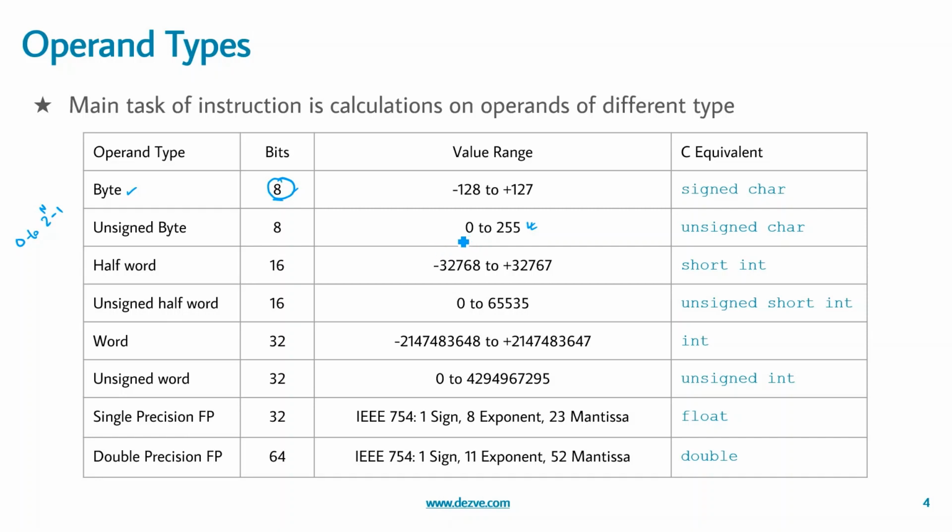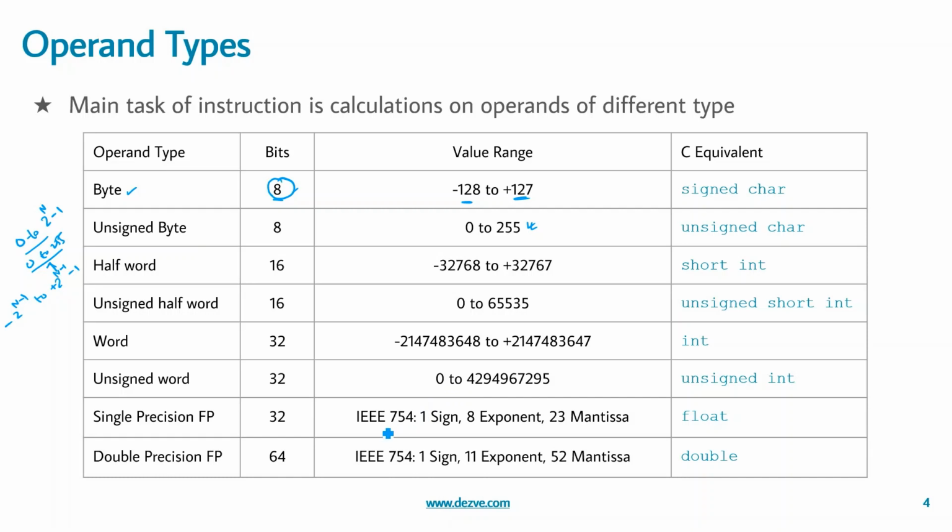But for a signed representation, this entire 0 to 255 has to be now scaled between positive and negative numbers. So in that case, this range becomes minus 2 power n minus 1 to plus 2 power n minus 1 minus 1. So in that case, it will become minus 128 to plus 127. Similarly, for half word, unsigned half word, signed word and unsigned word, and floating point numbers.